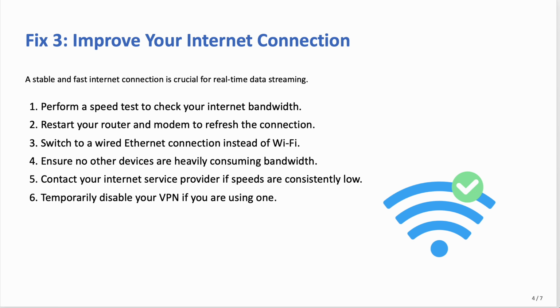Improve your internet connection. A stable and fast internet connection is crucial for real-time data streaming, and perform a speed test to check your internet bandwidth. Restart your router and modem to refresh the connection, and switch to a wired Ethernet connection instead of Wi-Fi. Ensure no other devices are heavily consuming bandwidth. Contact your internet service provider if speeds are constantly low. Temporarily disable your VPN if you are using one.